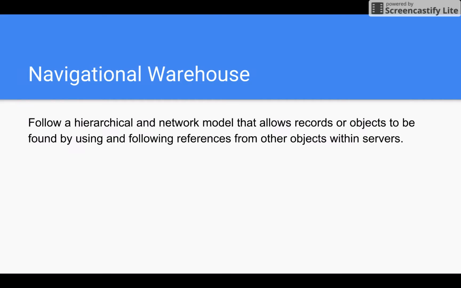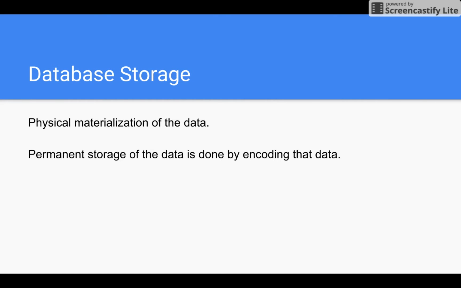Next is a navigational warehouse, and this one's more technical. It follows a hierarchical and network model. It allows records or objects to be found by using and following references from other objects within service. So imagine like a spider web. Everything's connected, and you can find pathways. This is how navigational warehouses work.